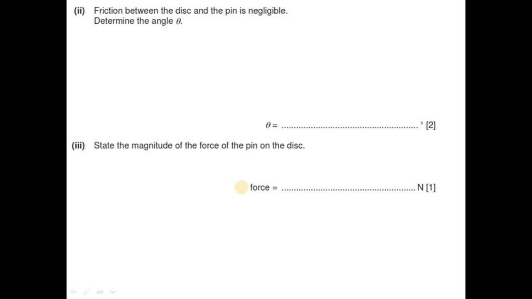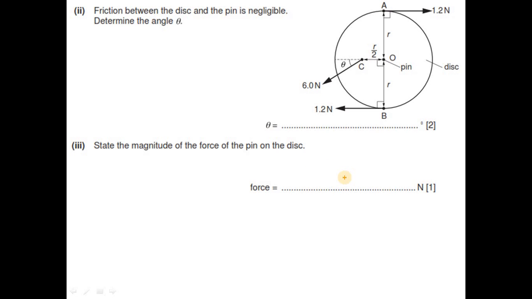Friction between the disk and the pin is negligible. Determine the angle theta. If we need to find theta, we need to see the diagram. We know that we have a clockwise moment due to the couple of forces. And due to the 6 Newton force, we have an anti-clockwise moment. But 6 Newton is making angle theta. Whenever we have an angle theta and we don't have a perpendicular distance, we resolve the force into its components. This is the head of the force and this is the tail. So we can resolve the force into these two components.